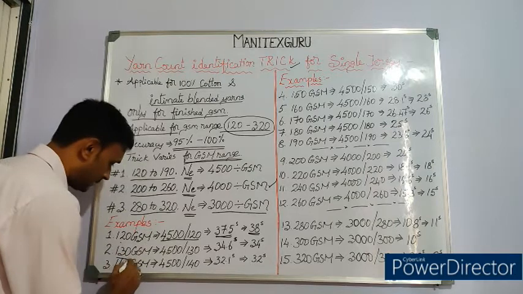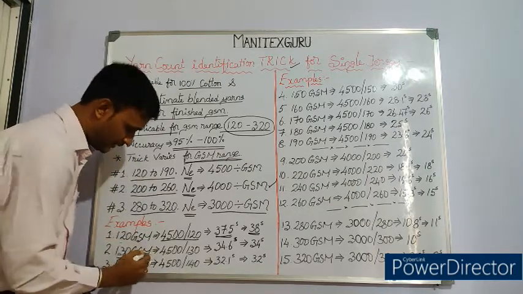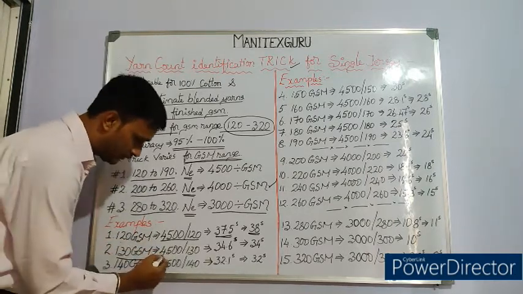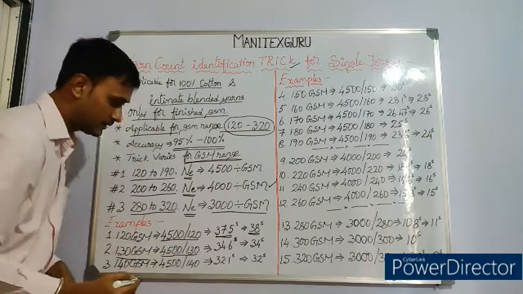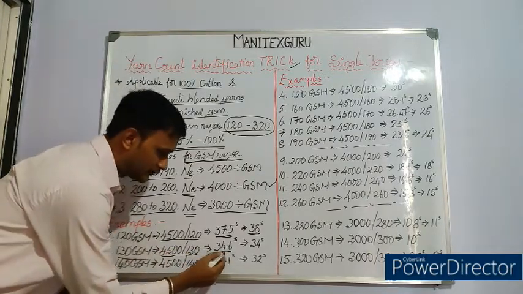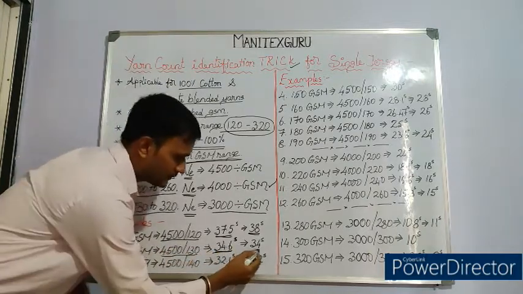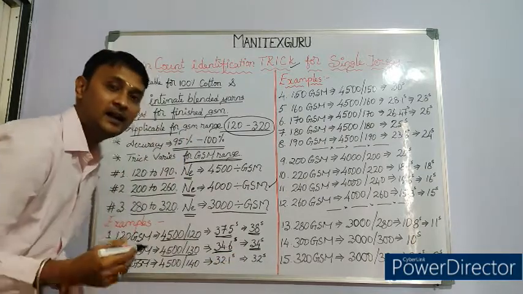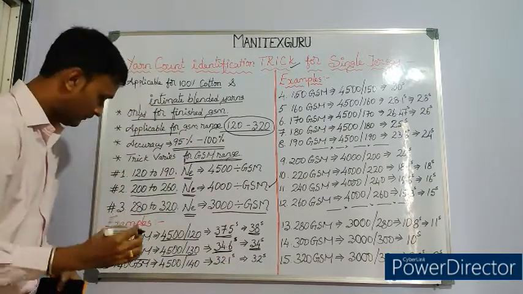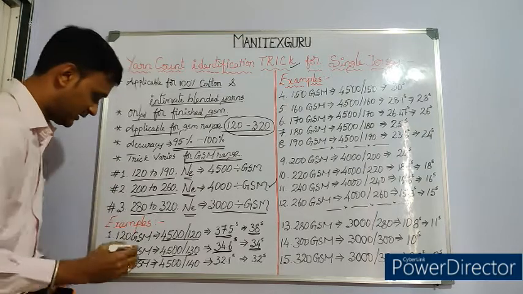The second example, 130 GSM. For 130 GSM, N is equal to 4500 divided by 130. The result is 34.6. The 34th count is the ideal count to achieve 130 GSM finished fabric.